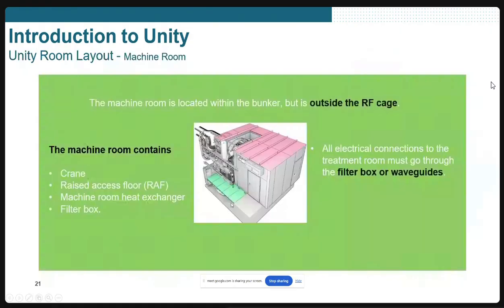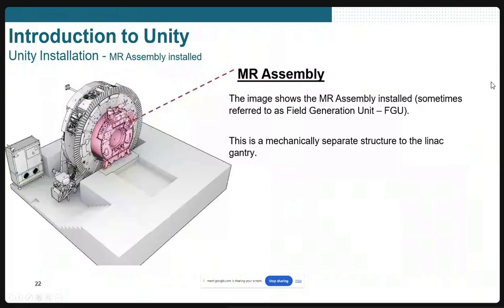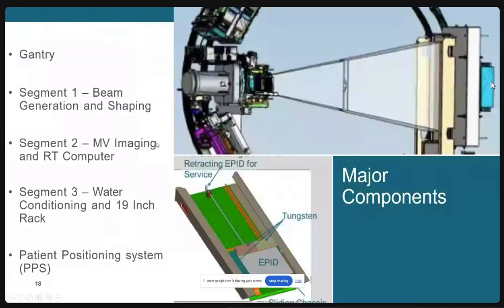Okay, and the machine room is located in the bunker, and this is how it looks. You have the RF cage, and outside the RF cage is the LINAC, inside the RF cage is the MRI. The pink one is the MRI, and the outer ring, the gantry ring, is where the entire LINAC is kept. So the LINAC goes around the MRI and delivers the dose. The pink MRI has a small slot window through which the radiation is delivered to the patient.